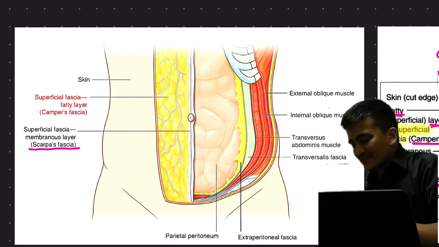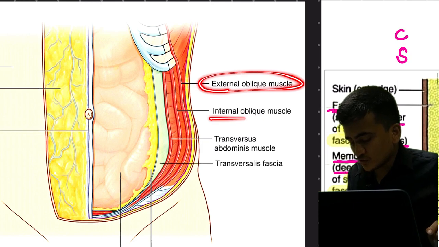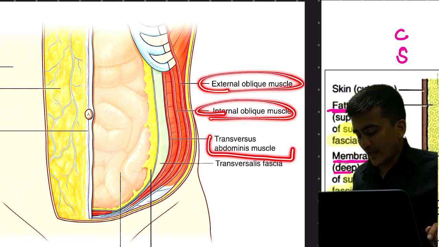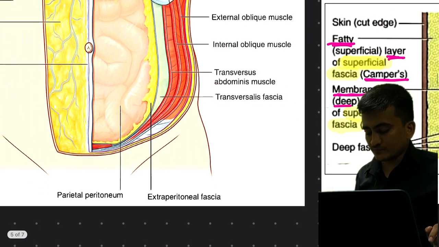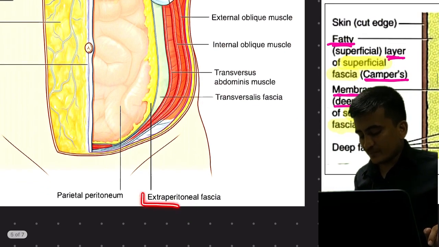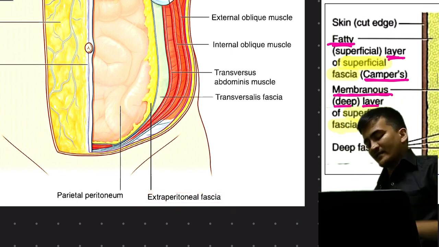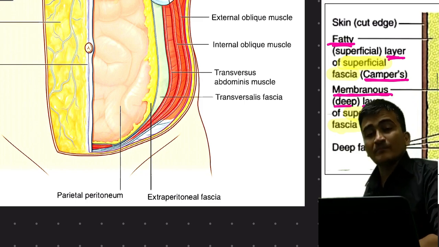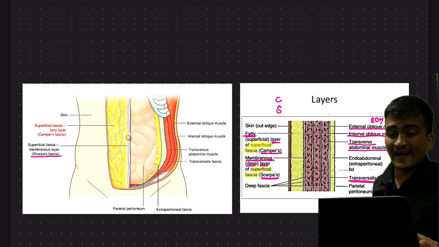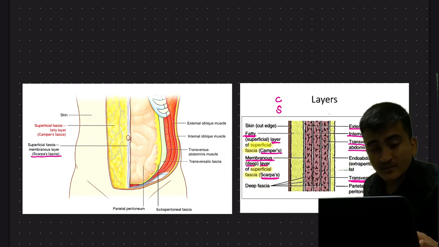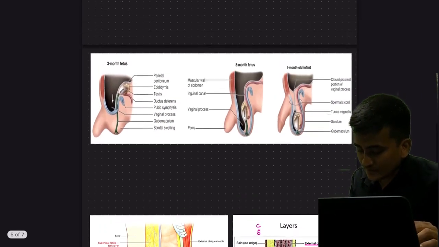Now inside that we'll get muscles. What are the muscles? External oblique muscle, internal oblique muscle, transversus abdominis muscle, right? And then transversalis fascia. Now inside of that we'll get extraperitoneal fat, and inside of that we'll get parietal peritoneum. So this was all about the layers that we'll find in the anterior abdominal wall, right? Now we'll move toward a bit deeper topic.